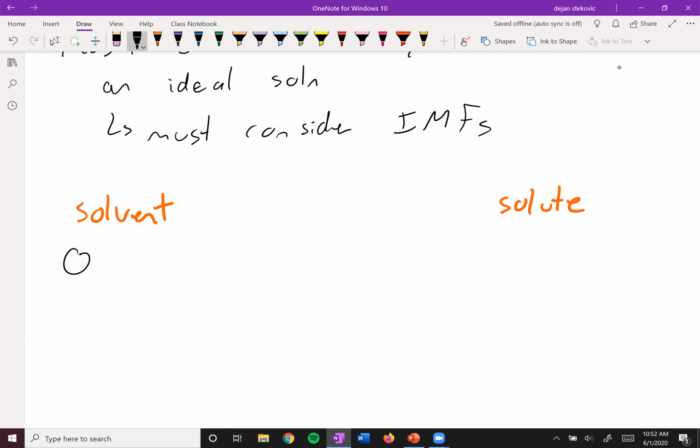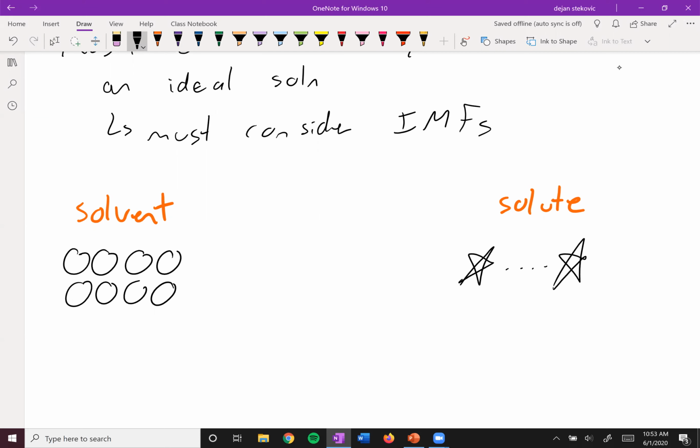And so I'll draw my little solvents as these little circles, all interconnected. And then I'll draw my little solutes as these little stars, right? And remember, we just learned that all of these things have intermolecular forces that are keeping them together. So on the left, we have solvent-solvent interactions, right? There's things that are keeping these little circles from separating from one another. There's intermolecular forces there. And then on the right side, we have solute-solute intermolecular forces, right? There's intermolecular forces keeping these together.